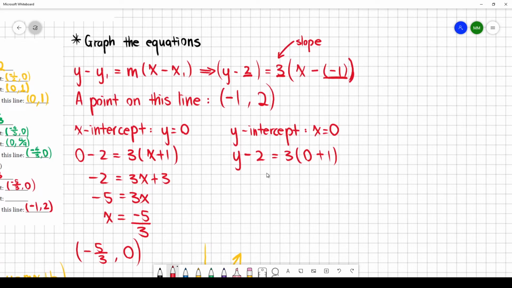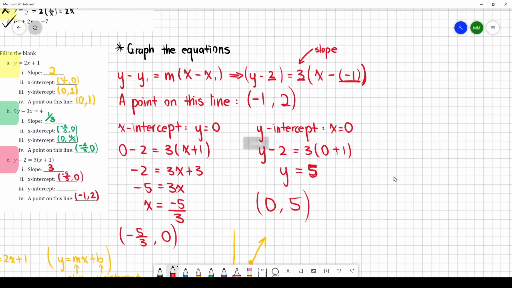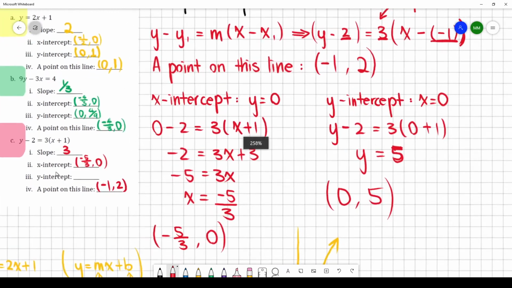Add 2 on both sides. And 3 times 1 is just 3. So 3 plus 2, y is equal to 5. So that's your y-intercept, 0 and 5. And there you go.